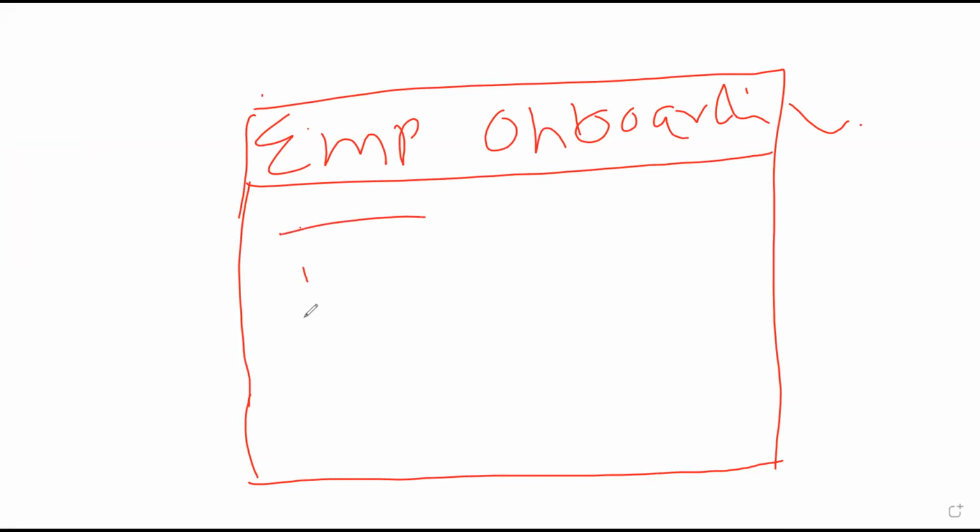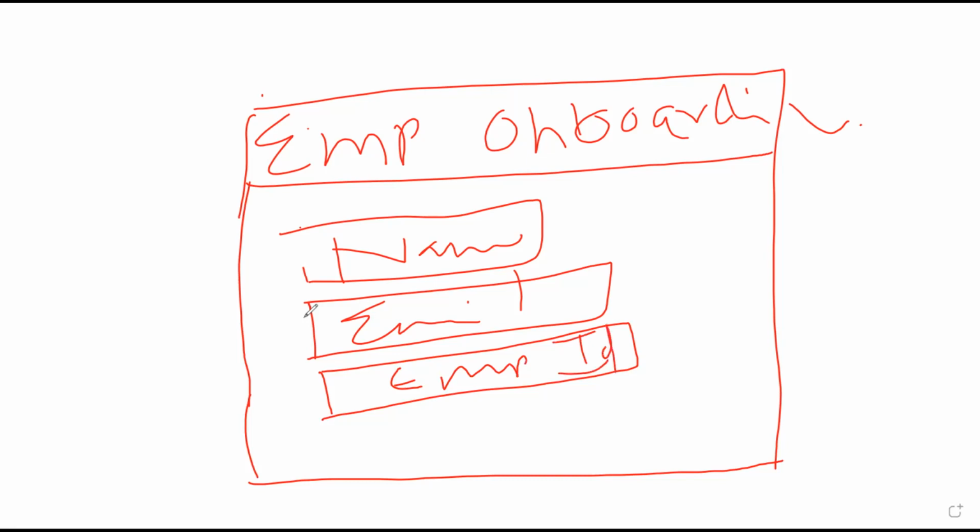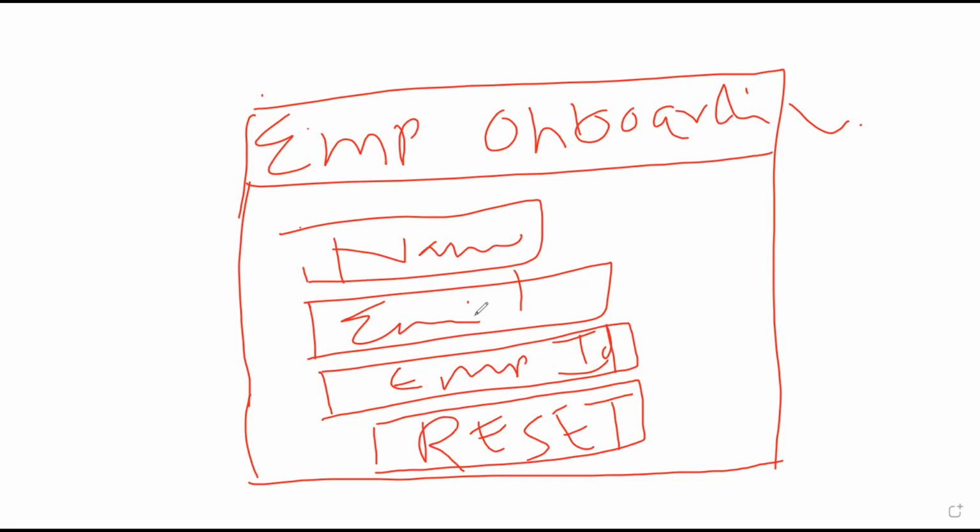So let's say I have name, and then I have email, and then I have employee ID. And then I want a button here to be available called reset. So when any team in your project or in your company who does this employee onboarding uses this, let's say they enter the details for employee 1, and once they are done and once they save it, they should be able to reset.